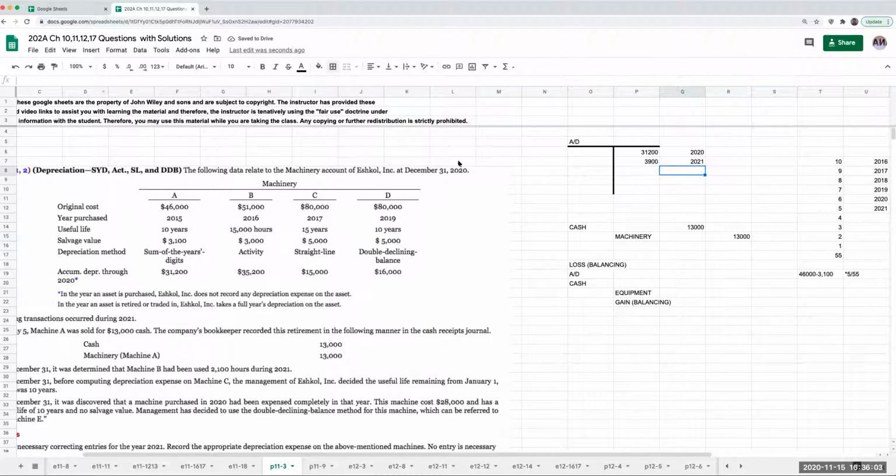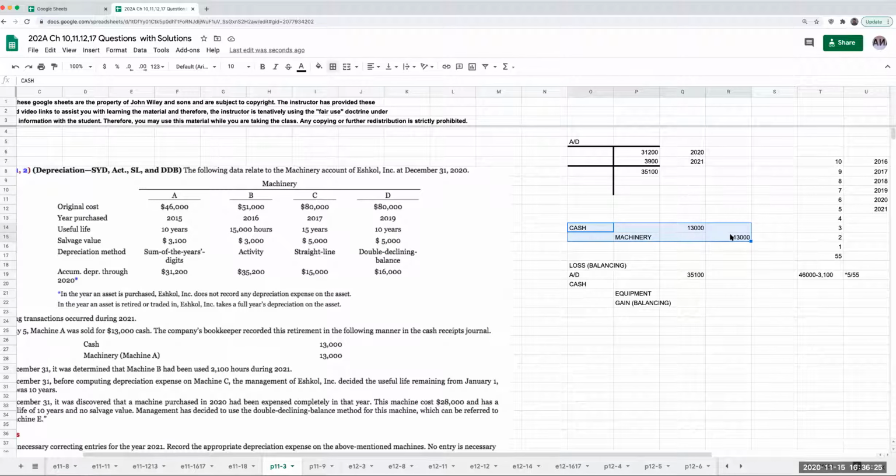So the total amount of my accumulated depreciation on this equipment prior to the sale is right over here. I have to basically take this part of it off of my books. Now, what they did was they already recorded this. So if we were to clean it up, I would reverse this entry, debiting machinery for 13,000 and then crediting cash for 13,000.